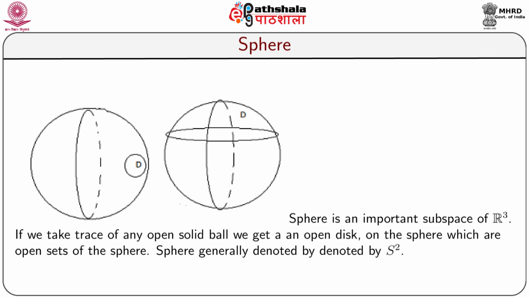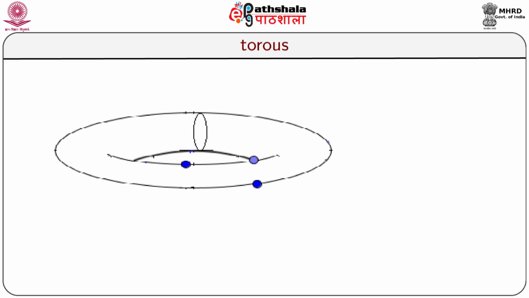Now, let us come to another example. This example is called torus. How do we get it? Let us consider a rectangular piece of paper. Now, let us identify the left and right sides. Then what we get? We get a cylinder or tube. Now, we identify both open ends of the tube, then we get a shape like a tube. This is called torus. Torus is an extremely important geometrical object.